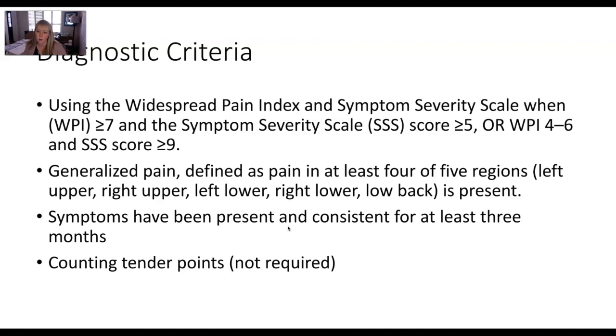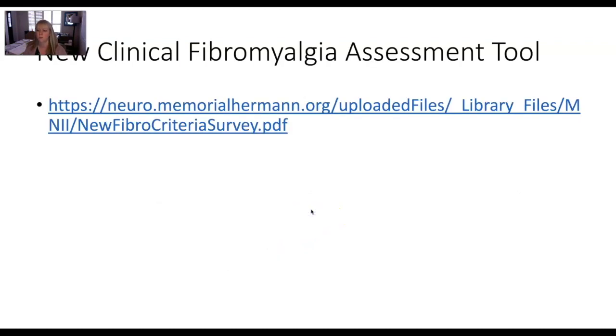So there's this widespread pain index and a symptom severity scale that you use. Generalized pain, defined as pain in at least 4 of the 5 regions. So instead of being a specific point, it's a region. For example, left upper, right upper, left lower, right lower, and low back is present. And the symptoms have been present and consistent for at least 3 months. So you don't have to count tender points anymore.